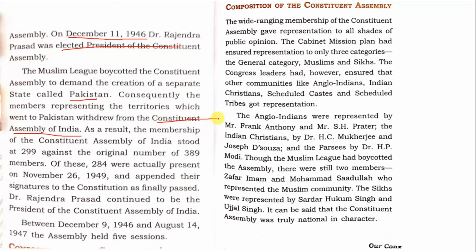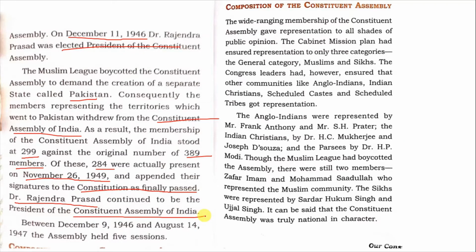And as a result, the membership of the Constituent Assembly of India stood at 299 against the original number of 389 members. Of these, 284 were actually present on November 26, 1949 and appended their signatures to the Constitution as finally passed. And Dr. Rajendra Prasad continued to be the president of the Constituent Assembly of India.